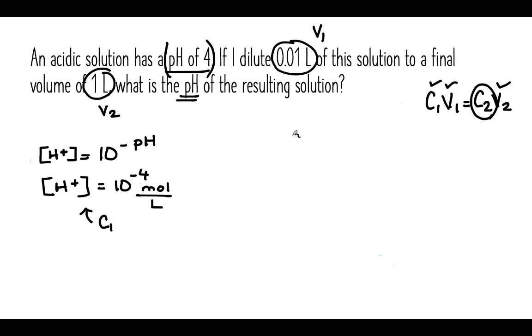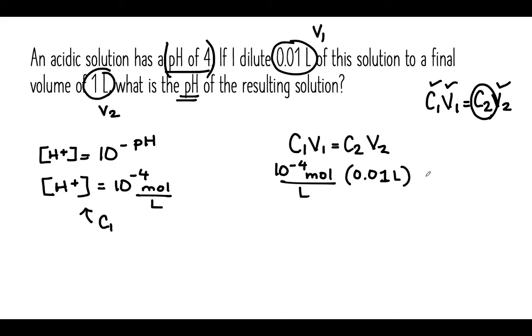So let's do our dilution calculation. C1V1 is equal to C2V2. C1, I know, is 10 to the power of negative 4 moles per liter. V1 is 0.01 liters, times C2, which we don't know, and V2, which is 1 liter. So what I will end up having is 10 to the power of negative 6 moles divided by 1 liter is equal to C2. Now the question is not asking us just to find the resulting concentration, it's asking us to find the resulting pH.